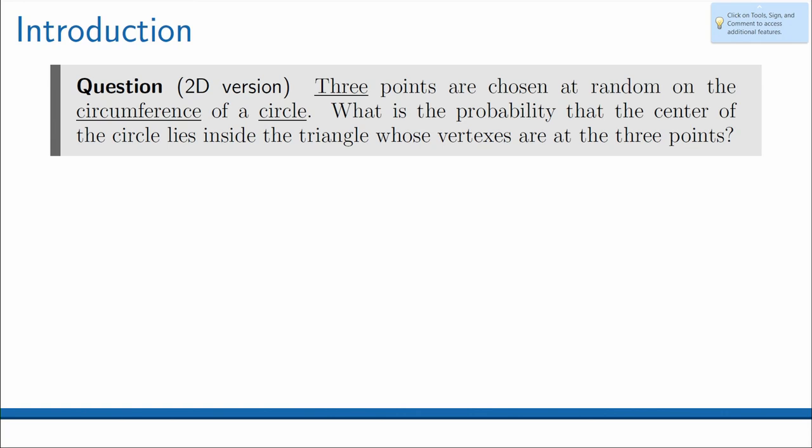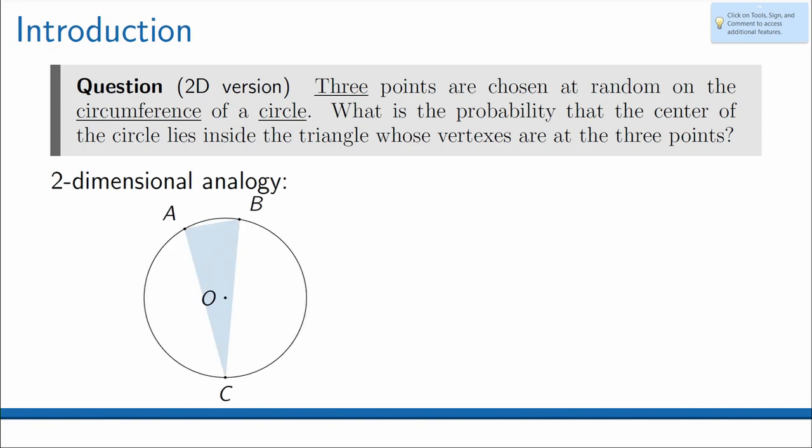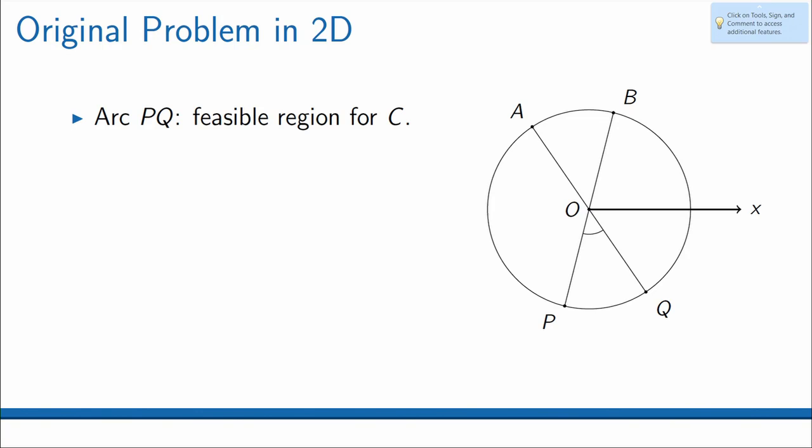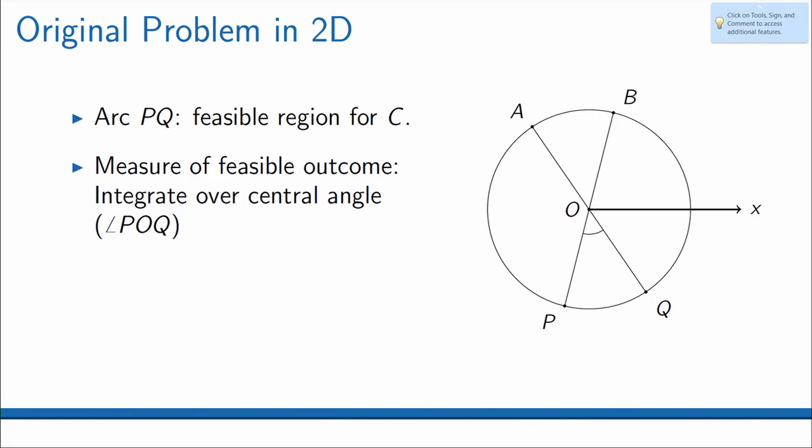And now we'll state our 2D version of the problem. We choose 3 points instead of 4 points, and on the circumference instead of the surface of the circle. Here, the triangle ABC contains the center O, while in this one it does not. By some observations, we know that C lies in the arc PQ if and only if the triangle ABC contains the center O. And therefore, we define the arc PQ to be the feasible region for C, and we'll integrate over the central angle POQ to find out that the answer is 1/4.